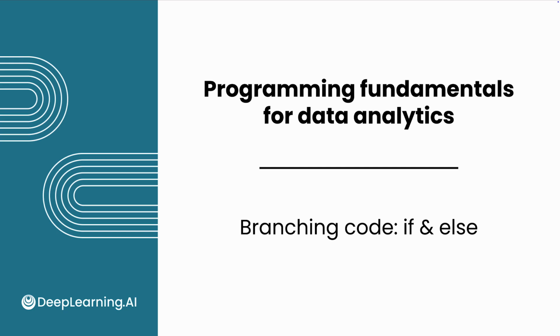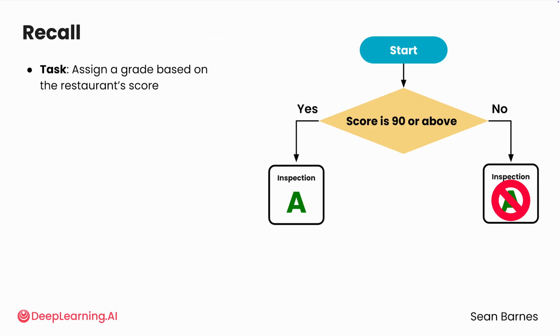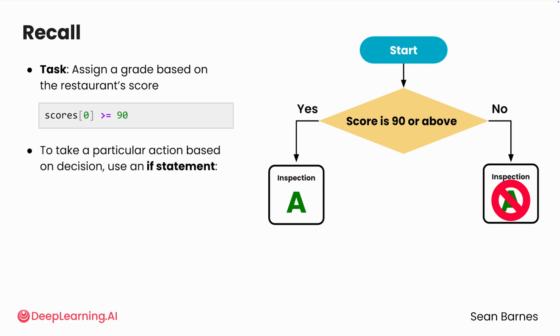Now that you've practiced with comparisons, let's see how to use those comparisons to make decisions in your code. Recall that your task is to assign a grade based on the restaurant score. You already saw the code that makes that comparison for a variable containing the score greater than or equal to 90. In order to take a particular action based on that decision, you'll need to use an if statement.